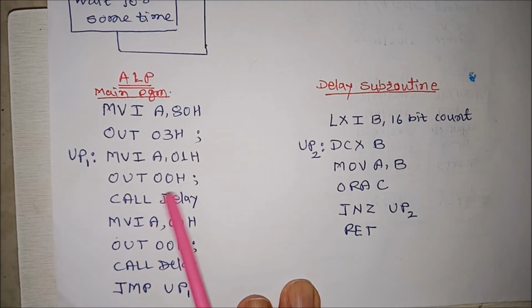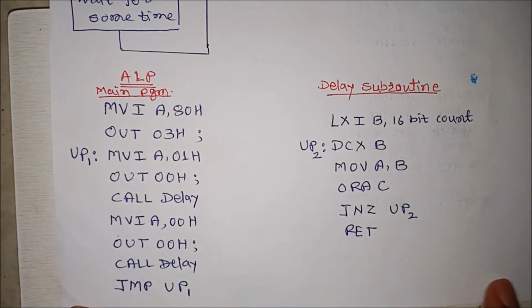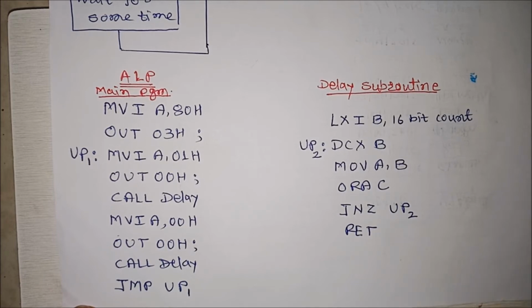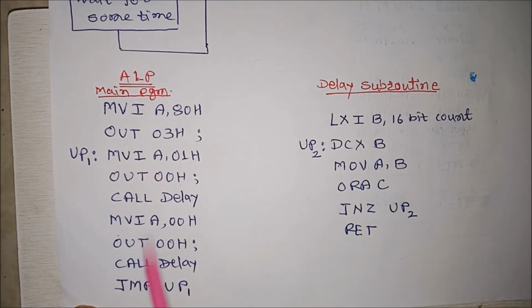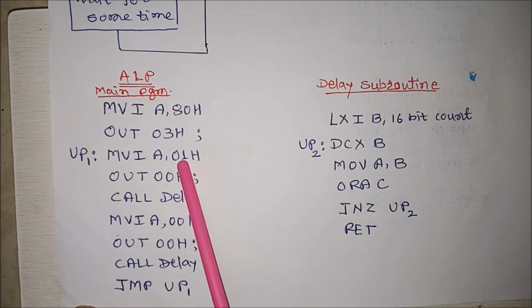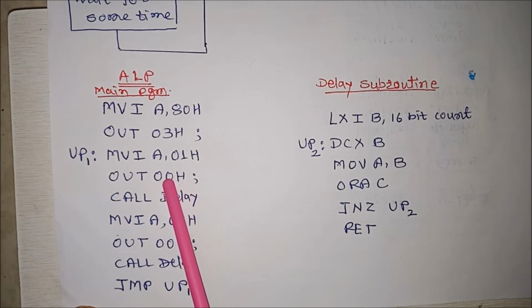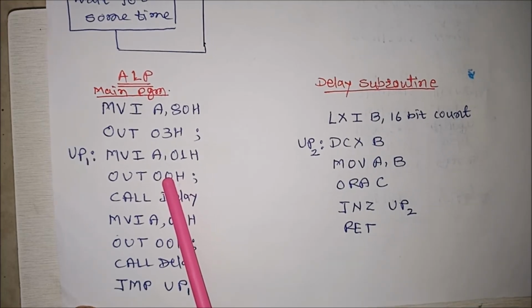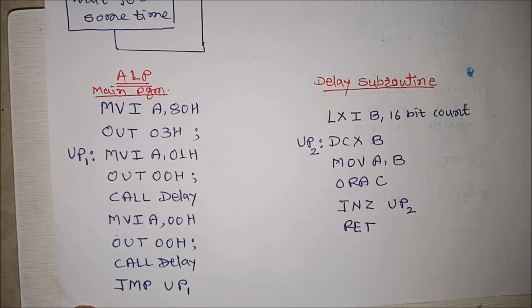Then I will make the PA0 line equal to 0 by taking 00 in the accumulator, and again I will send it to port A, where my address is again OUT 00H, and again I will call a delay. Since I want to continue the loop, I will go for a jump. This JMP is the unconditional jump instruction. So again I will take 01 in the accumulator and output it to 00 so that the LED will be turned on. In this way, just by writing this simple program, we can turn the LED on and off.